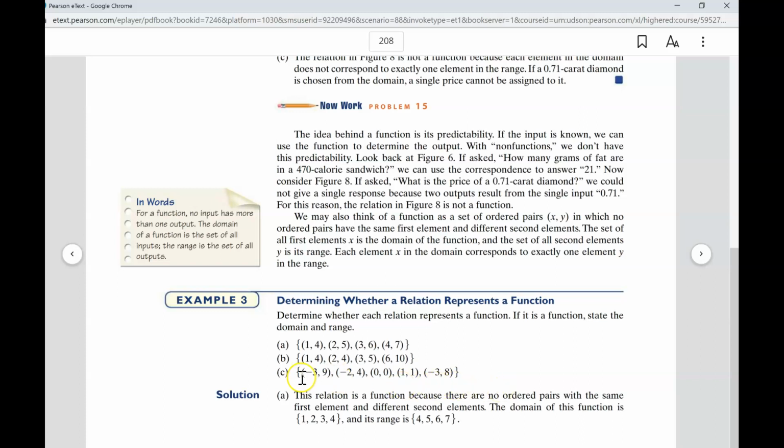All right, now, what if -3 was listed with a 9 the first time and also with a 9 again the second time? Then it would still be a function because it would still only be listed with one output.